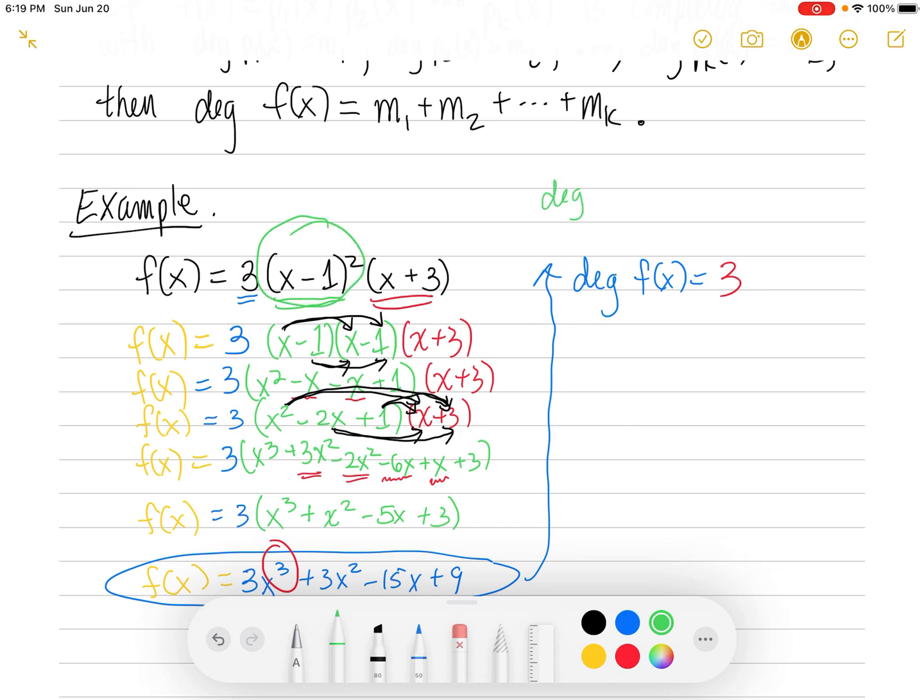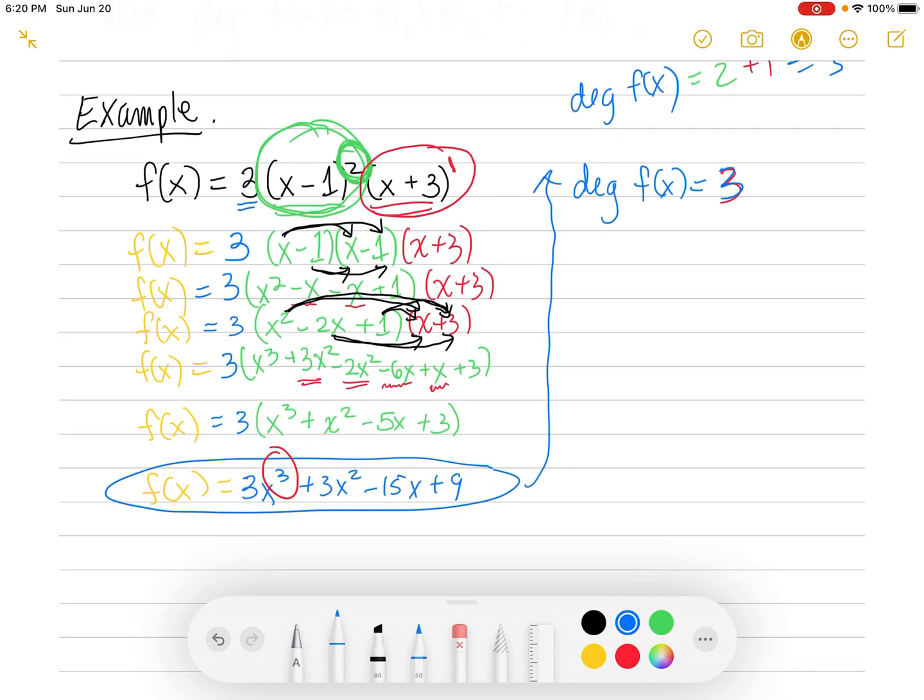So I could have said, okay, if I wanted to find the degree of f of x, let me write this again. Let me show you the quick way to do this. If I wanted to find the degree of f of x the quick way, I would first take this green factor. That has a degree of 2 on it, right? X minus 1 squared. So you take this degree of 2, and then you move to the red one, which is x plus 3. That has a degree of 1, and you add them together. You take 2 plus 1, and you get 3. So, yeah, it's a quick way to do it.